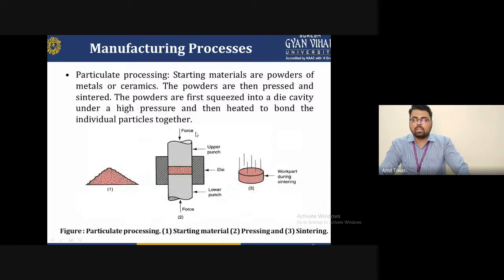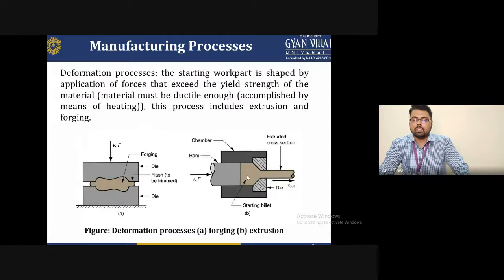For this particular process, you know that the starting materials are powders of metal or ceramic. You can see that the starting portion is powder used as the material, and after that you will put it into the press with the help of some instrument. The upper punch and the lower punch are pressed together, and you can see the final product like this. Let's see the diagram.